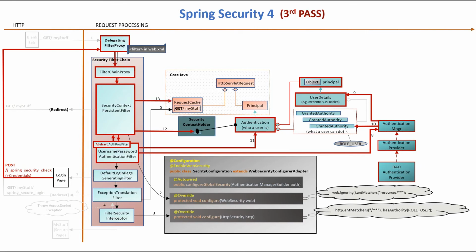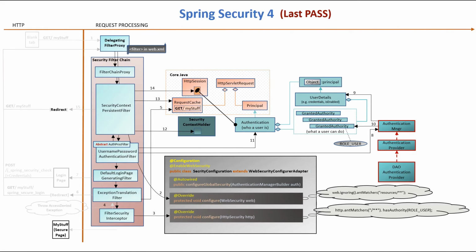Security context persistence filter then makes a call to the request cache object and retrieves the original request. And just before it redirects using that info, it makes a call to the HTTP session object. Then it moves the reference to the authentication object there. It can't keep the security context holder populated because web application threads are pooled. Finally, it makes the redirect. So the next and last step on the HTTP side will be returning the secured page to the user.